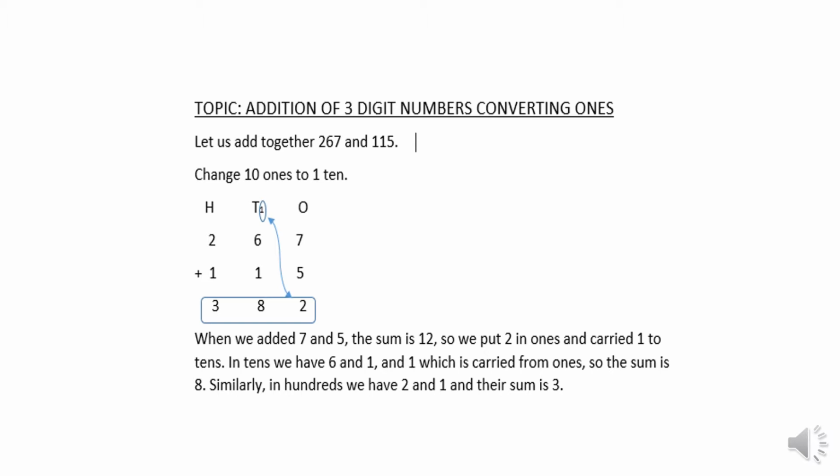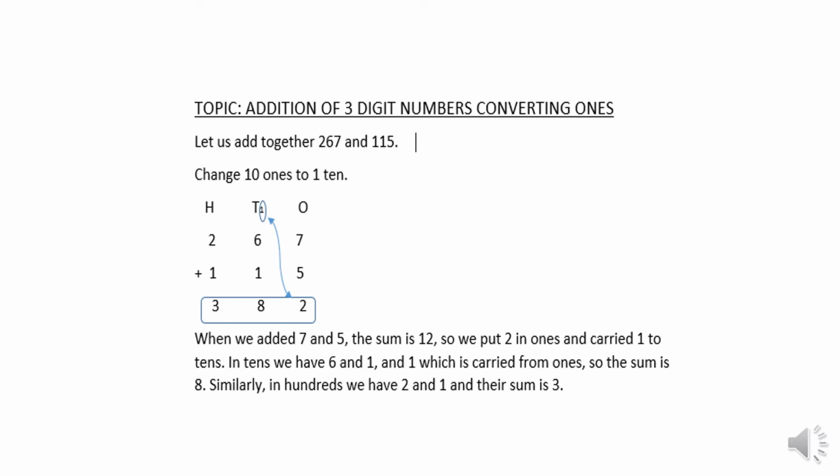In the last week we have done page number 21 and 22 of your booklet, and today we will do page number 23. If you look at your booklet on page number 23, there is a topic, addition of 3-digit numbers converting ones. Let us add together 267 and 115. In this I have solved an example for you. If you look at your booklet, you see an example.